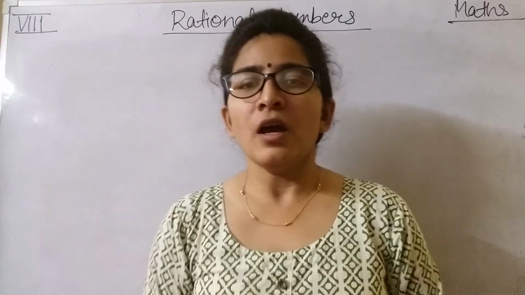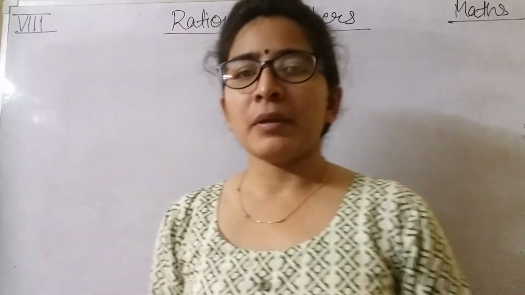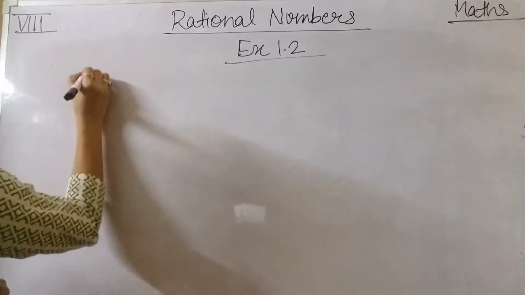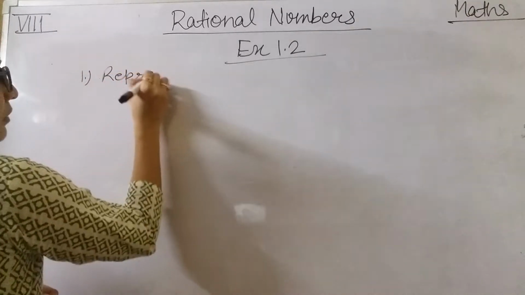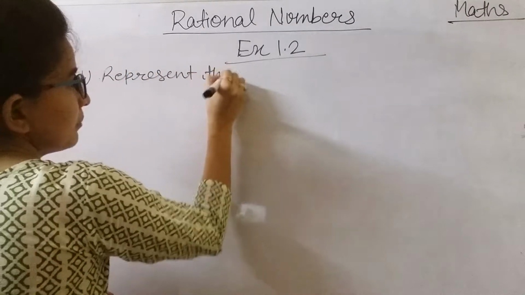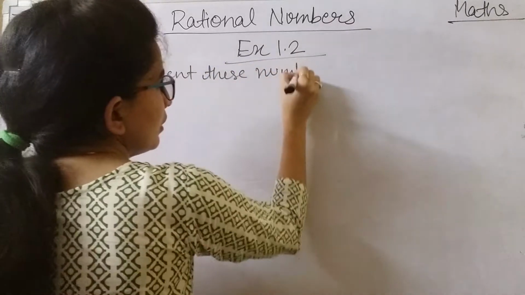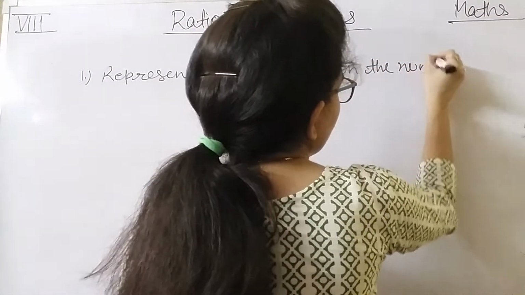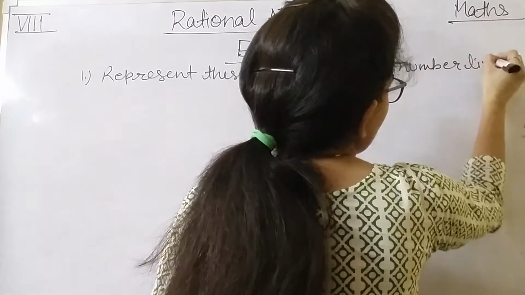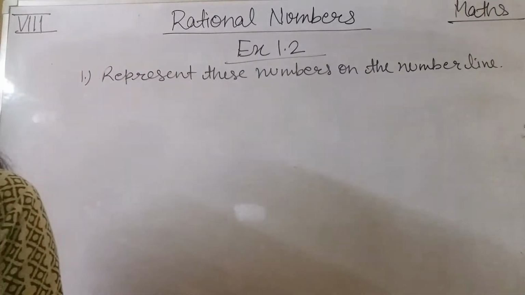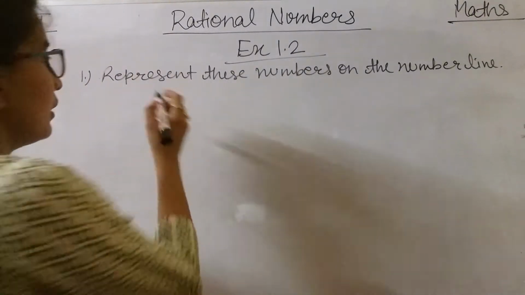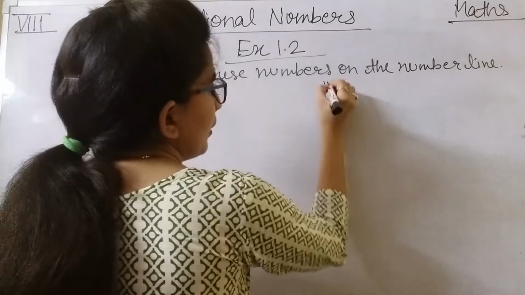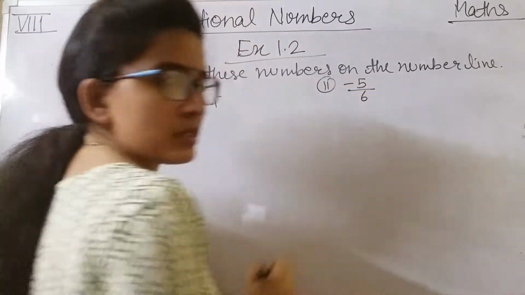Very good morning, students. We will continue our topic, that is rational numbers, exercise 1.2. So the very first question is, represent these numbers on the number line. Now the first question is 7 upon 4, and the second question is minus 5 upon 6.